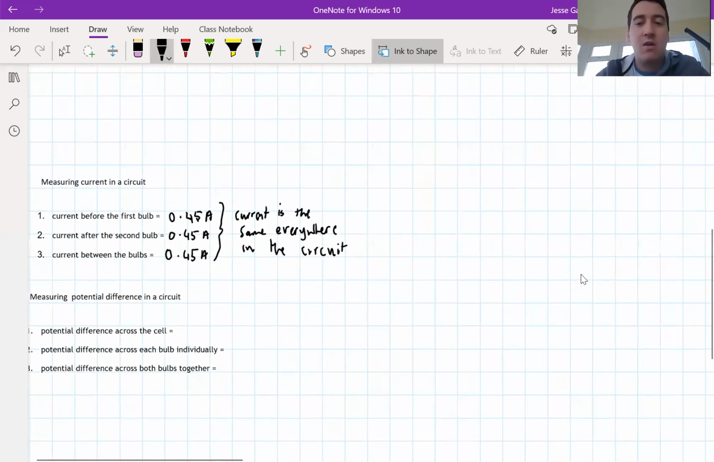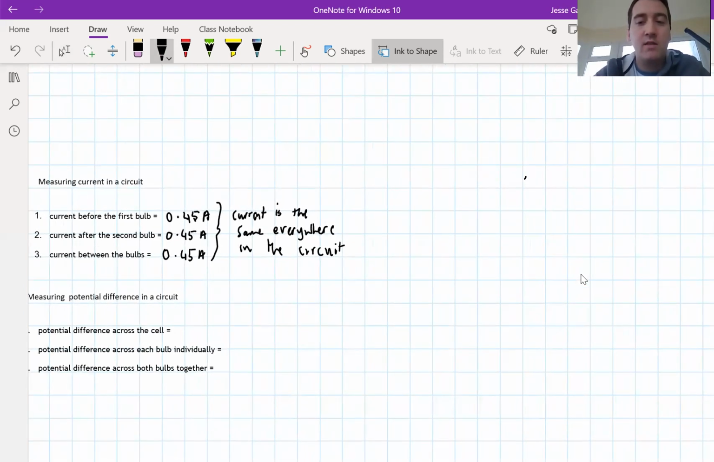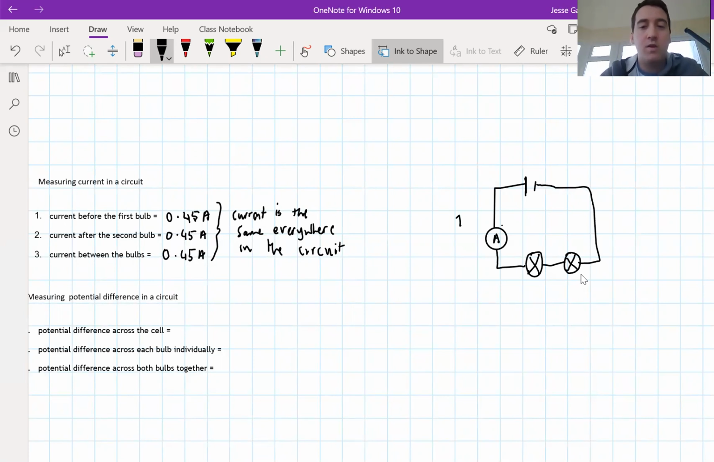A quick note, just how we would show this, guys, in a circuit diagram. We would have our cell, and then if I wanted to draw the current being measured before the first bulb, like we did there at number 1, I would put the ammeter into the circuit here, like this, A, and then I would show, here's my first bulb, here's my second bulb, and then it's connected back around. So that's how I would draw number 1.